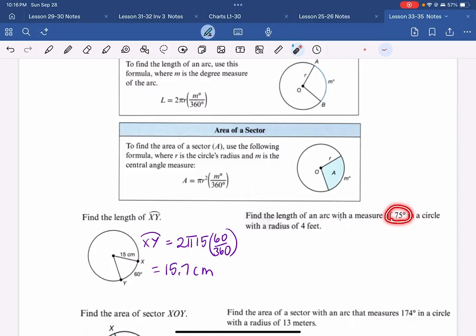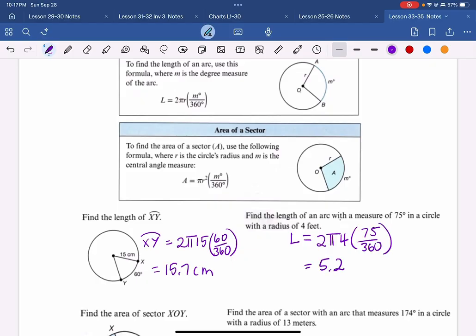Here's the 75 degrees of the arc, and here's the radius of 4 feet. So once again, we're going to plug into the formula. So L, I'm going to use that for length, equals 2 pi, the radius is 4, open parentheses, 75 divided by 360. We plug that into our calculator very carefully, and we get 5.2 feet.